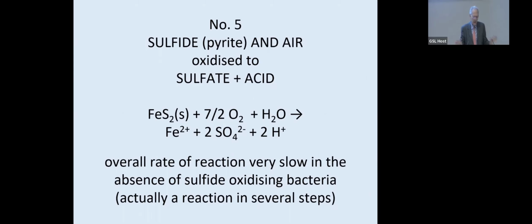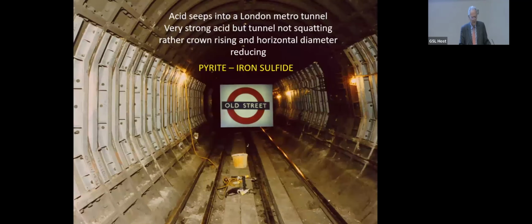Pyrite in the ground, tunnel through the bottom of the London clay, where there's some pyrite in a slightly silty ground, produces sulfuric acid. But the odd thing about this particular tunnel is that instead of the acid dissolving the lining and causing the tunnel to come inwards, it was actually growing at the crown and shrinking at the axis. It was being pushed inwards rather than squatting if it was being weakened by acid attack.